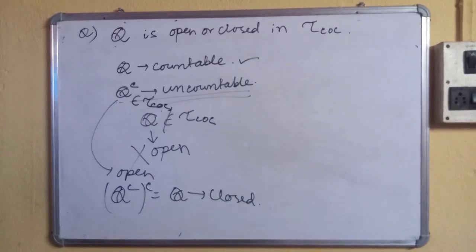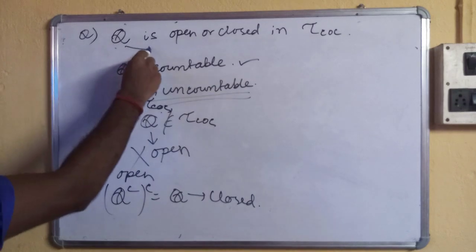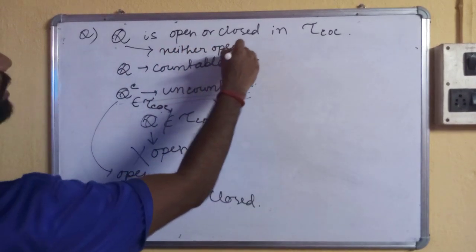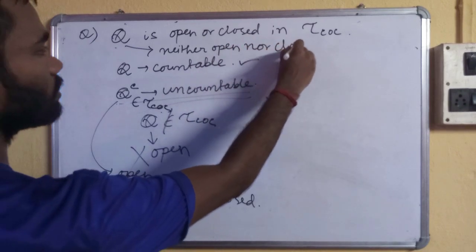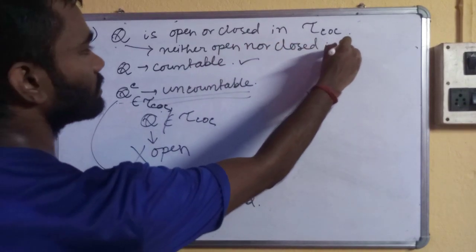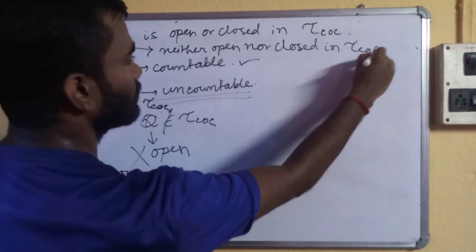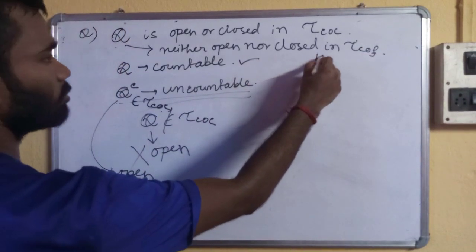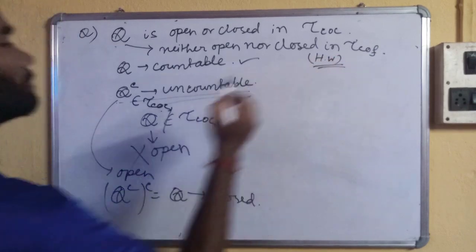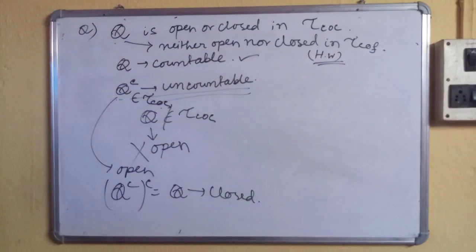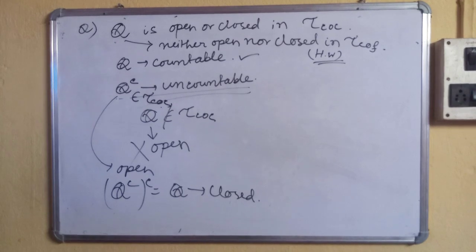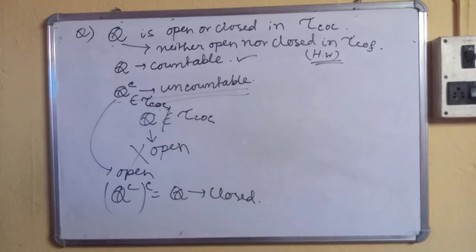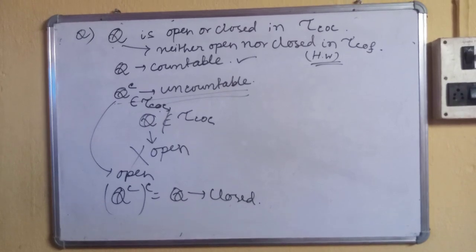Similarly, you can check whether Q is neither open nor closed in tau coc. I give it as homework. Please do this. If you are not able to do this, let me know in the comment box. I will show it in my next class.